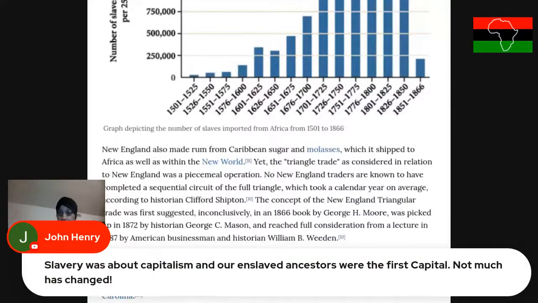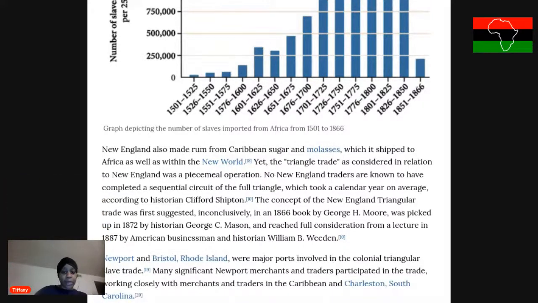Yes, slavery was about capitalism. That's what it was all about. Slavery is what built capitalism. Slavery is what built this economic system that we currently live in today, which we know as capitalism. That's what it is.